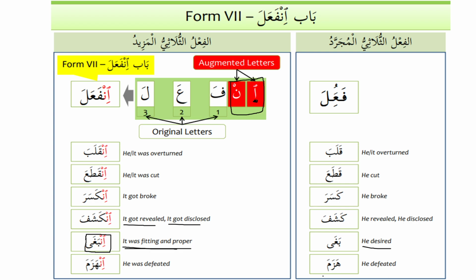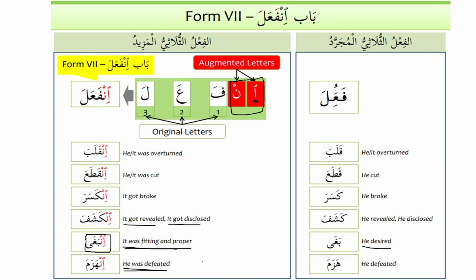Hazama, he defeated, but inhazama, he was defeated. So look at the beauty of the Arabic language, just not changing the vowels, not making any changes. You know that when we have the past tense nasara, and we want to make the passive, we have to make it nusira, right? We have to change the vowels. But here, even without changing the vowels, it still gives the meaning of passive. And this is the diversity and richness of the Arabic language, because now we can see that maf'ul can be of different forms.